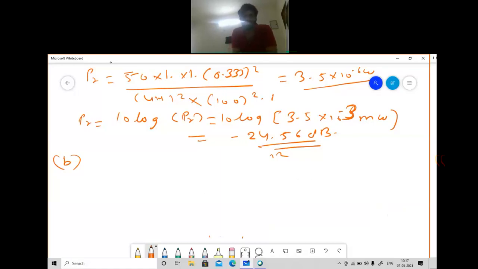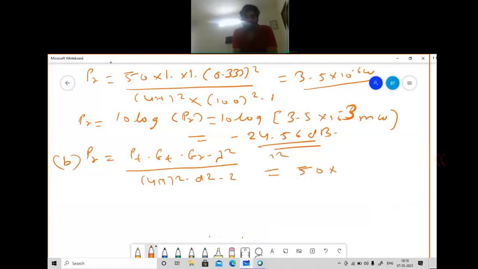So for the second part, we have to do the same thing. Power received is equal to power transmitted into gain transmitted into gain received into lambda square by 4 pi square into d square into n, which will be equal to minus 64.5. Yeah, Ritika, it is correct, minus 64.5. Same answer. So what I have to do here, I'll write 50 into 1 into 1 into 0.33 whole square upon 4 pi whole square.